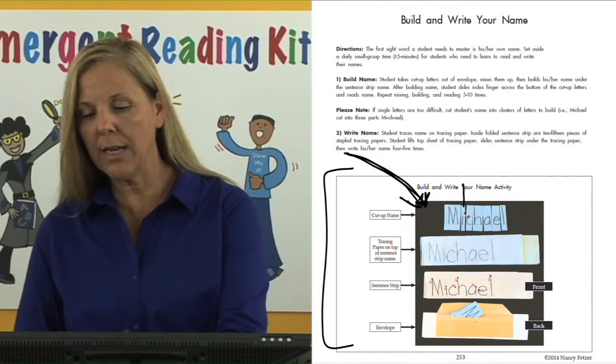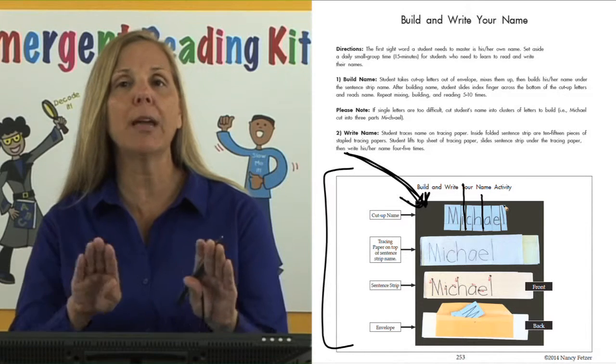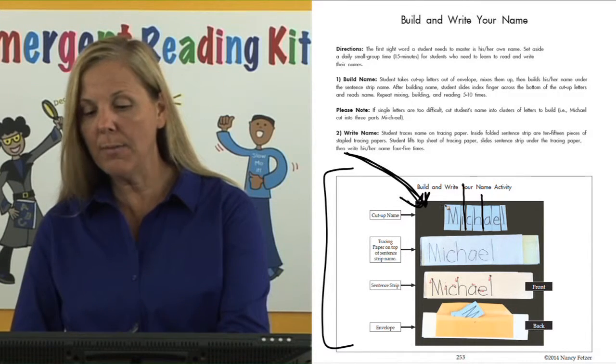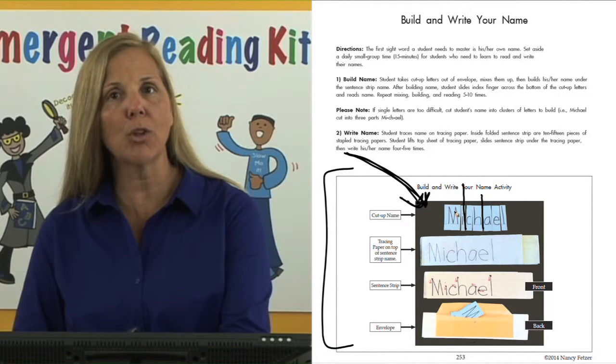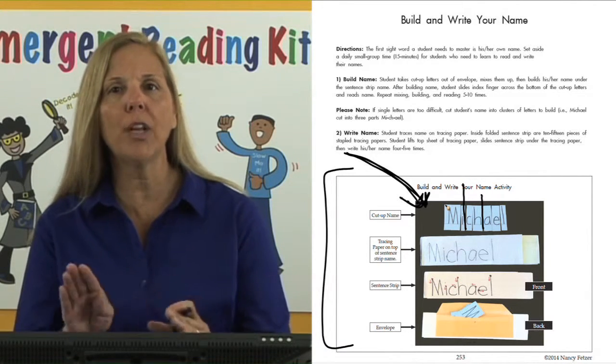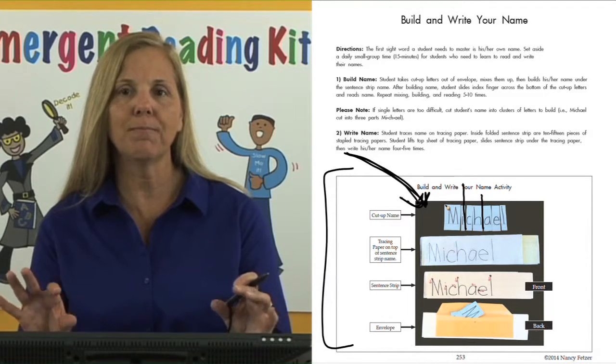So maybe you might cut the M and I together, the CH, and then keep the AEL together. And they would build their name in just those three chunks. As they can build that successfully, then maybe cut up the M and I into smaller chunks. Continue that until they can build their name with all the letters separated and do this independently on their own.